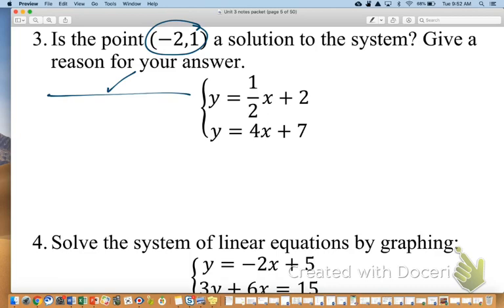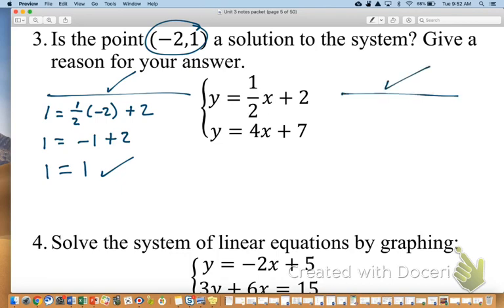So here's the proposed answer. I'll check the first one here. So y is 1. So I'll write 1 equals 1/2 times -2 plus 2. Right, I plug the 1 in where it goes. I plug the -2 in where it goes. And I'm going to try to simplify the right side, see what happens. What is half of -2? It's -1. So 1 equals -1 plus 2. And -1 plus 2, check it out. Feeling pretty good about this, right? Because 1 really does equal 1. This seems to indicate that, yes, this is the solution, but I've got to check both and make sure that it's true for both. So I'm going to check the other one.